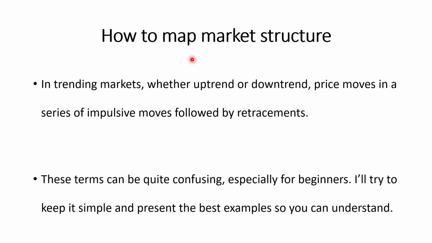How to map market structure. In trending markets, whether an uptrend or downtrend, price moves by making a series of impulsive moves followed by a retracement. These terms are quite confusing, especially for beginners, but I'll try to keep it simple and present the best examples so that you can understand. The word retracement is sometimes referred to as a pullback.